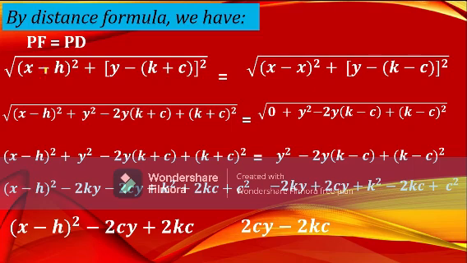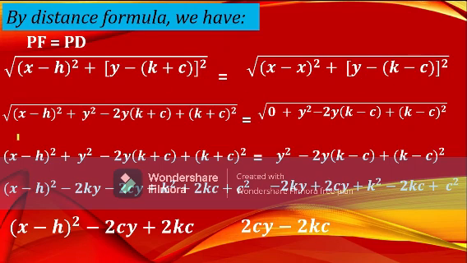So the square root of x minus h quantity squared. Remember the distance formula: x sub 2 minus x sub 1 quantity squared, if you can recall, plus y sub 2 minus y sub 1 quantity squared. So the square root of x minus h quantity squared plus y minus k plus c quantity squared, following the distance formula, is equal to the square root of x minus x quantity squared plus y minus k minus c quantity squared.